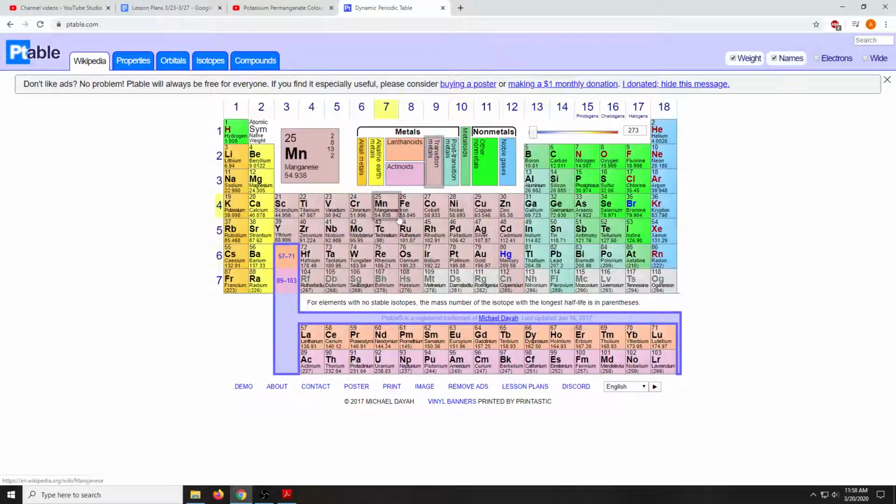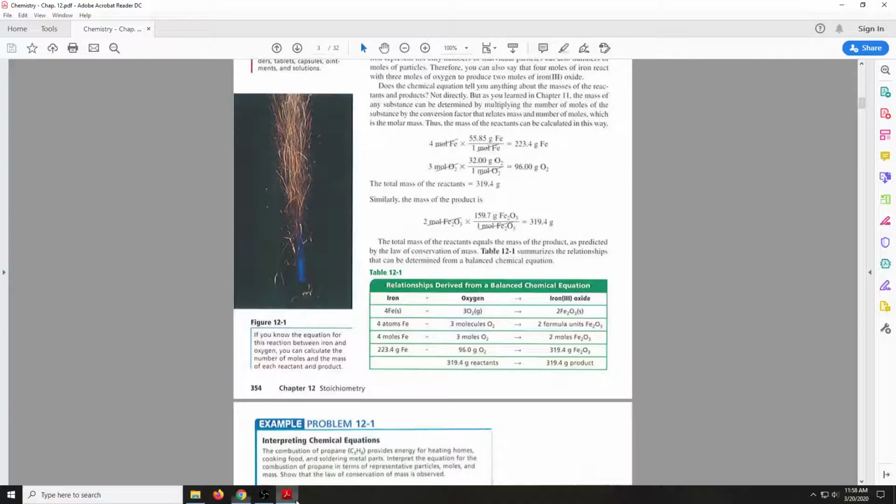So for iron, we know it's 55.8, and for oxygen, we know it's 16. Right? So there's 2 irons. So there's 2 times iron's mass, and 3 times oxygen's mass, to get 159.7. So 2 times that gets us 319.4. That is the same number as this. So we know we're following all of our laws of conservation, and the stoichiometric equations we have done all work out perfectly.